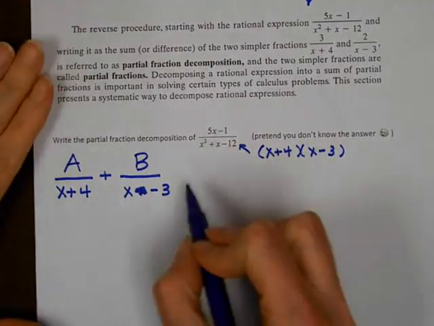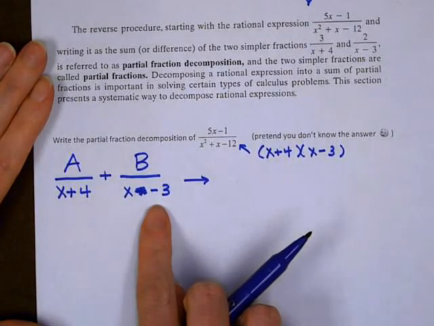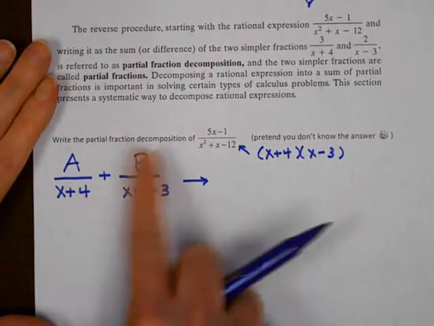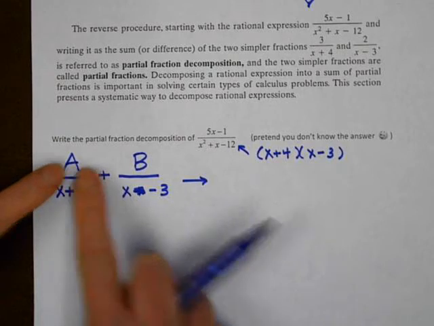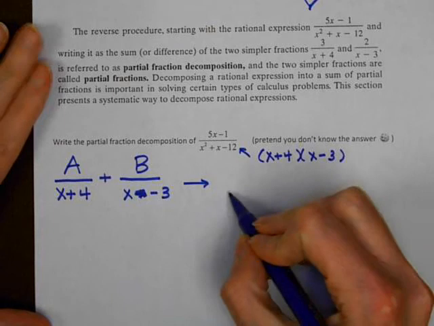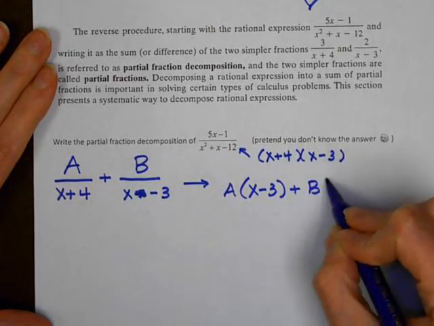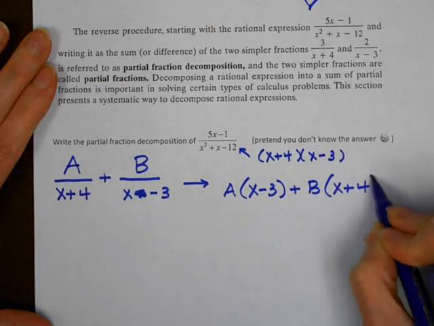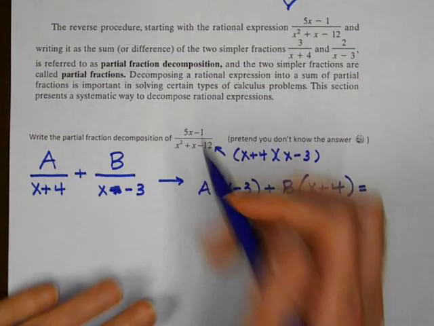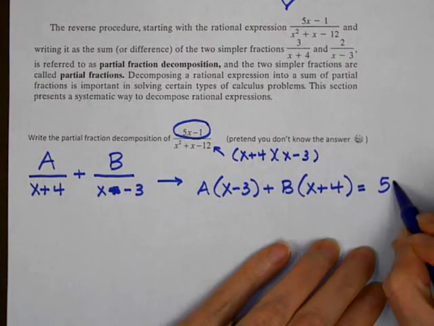Now, let's pretend that you were trying to get a common denominator. Okay, so we're just going to focus on the numerator now. If you were going to get a common denominator, wouldn't you multiply A by x minus 3 and B by x plus 4? All right, so we're going to do that. A times (x minus 3) plus B times (x plus 4). That would be our new numerator, and it's going to be equal to the numerator of the answer, so 5x minus 1.